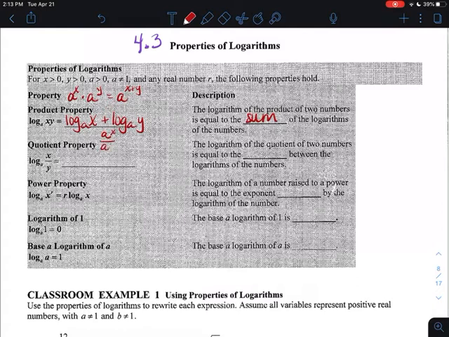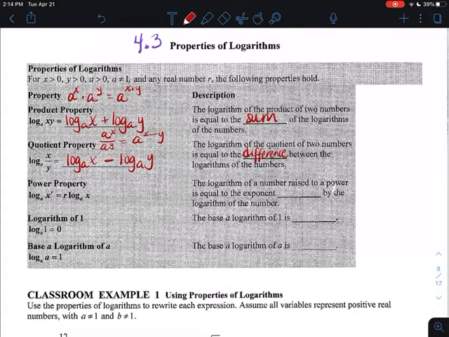Quotient property, well, think about quotient. If you had a to the x over a to the y, you will subtract exponents. So here, log base a of x over y becomes log base a of x minus log base a of y. So the logarithm of the quotient of two numbers is equal to the difference between the logarithms of the numbers.